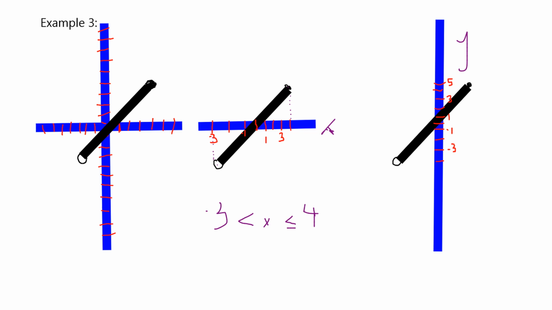Same thing for y. We draw it back, and we see that it has 5. And we draw it back here, and we see that it's a -4. y is in the middle. Then we have less than and less than or equal to symbols. It's going to equal 5, but it won't equal -4 because it's an open circle. So that means that the range is y is between -4 and 5, and the domain is x is between -3 and 4.